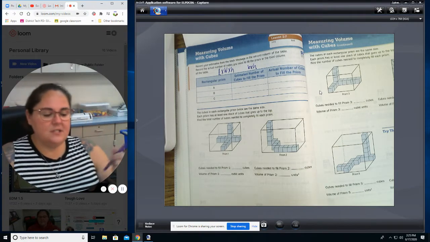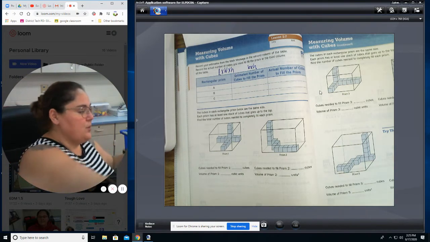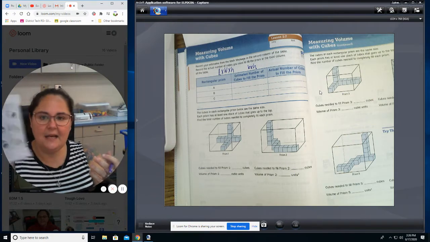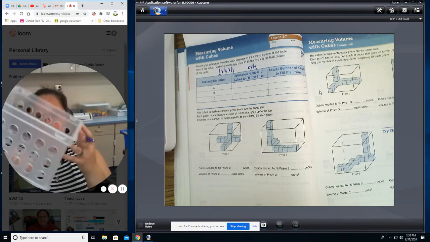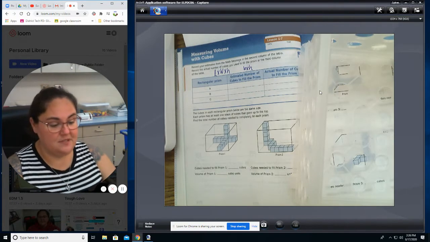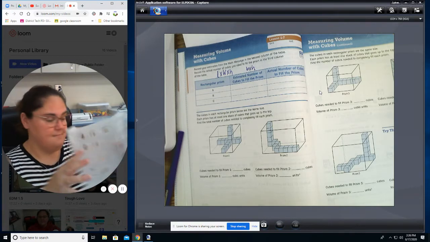Okay, so we're going to talk a little bit about this today, but we're going to talk about volume with a rectangular prism. So this is a rectangular prism. It's kind of like a cube, but you can fill it up with stuff. We're going to measure the volume of 3 rectangular prisms today. We're going to start with this one. This is rectangular prism A.